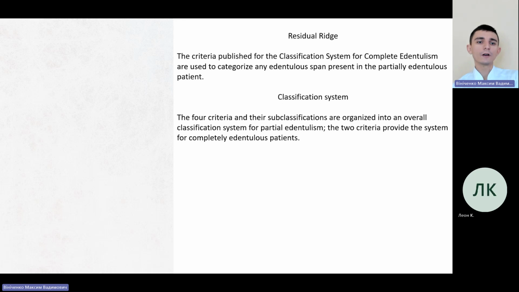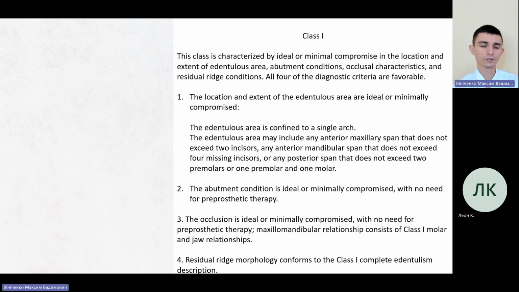Residual ridge. The criteria published for the classification system for complete edentulism are used to categorize any edentulous span present in the partially edentulous patient. Classification system. The four criteria and their subclassifications are organized into an overall classification system for partial edentulism. The two criteria provide the system for completely edentulous patients.